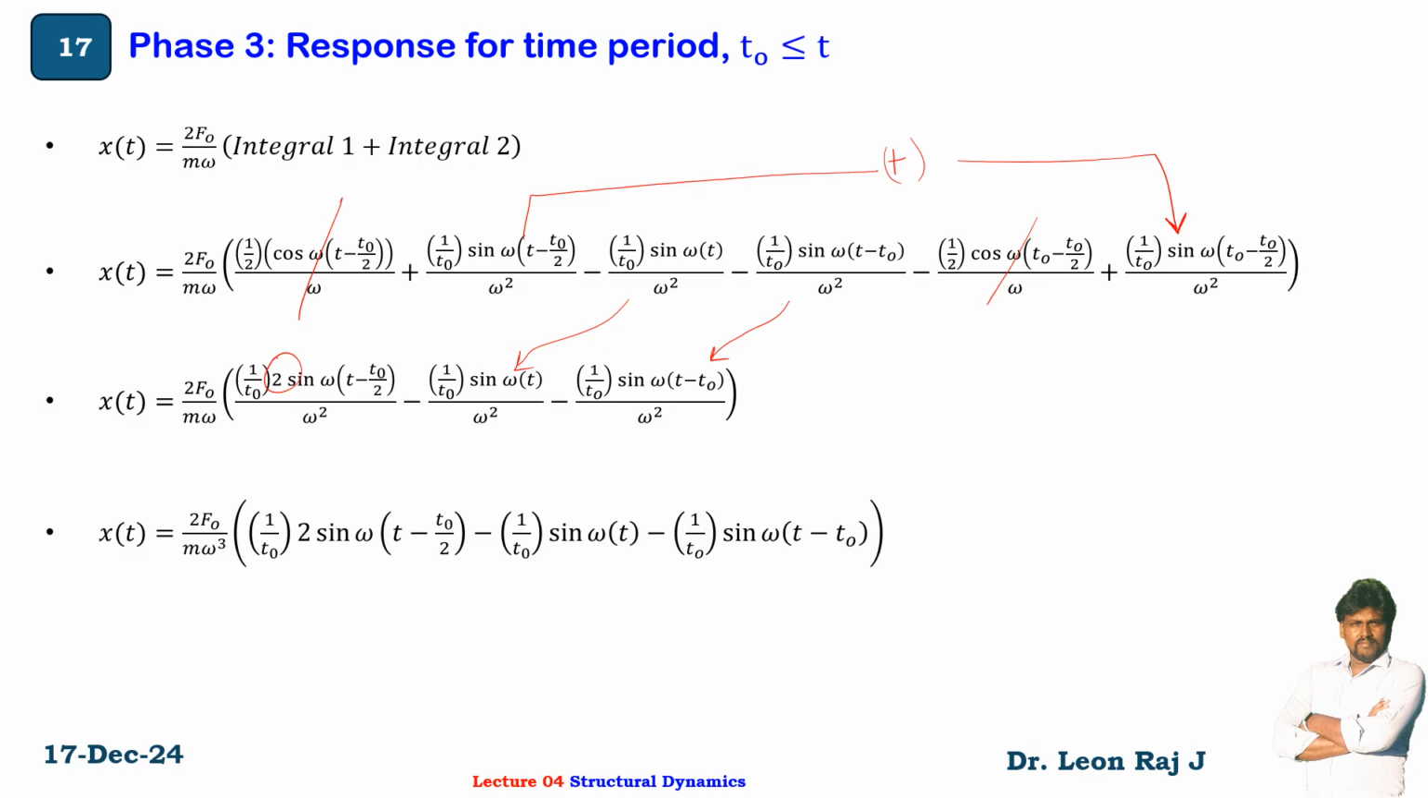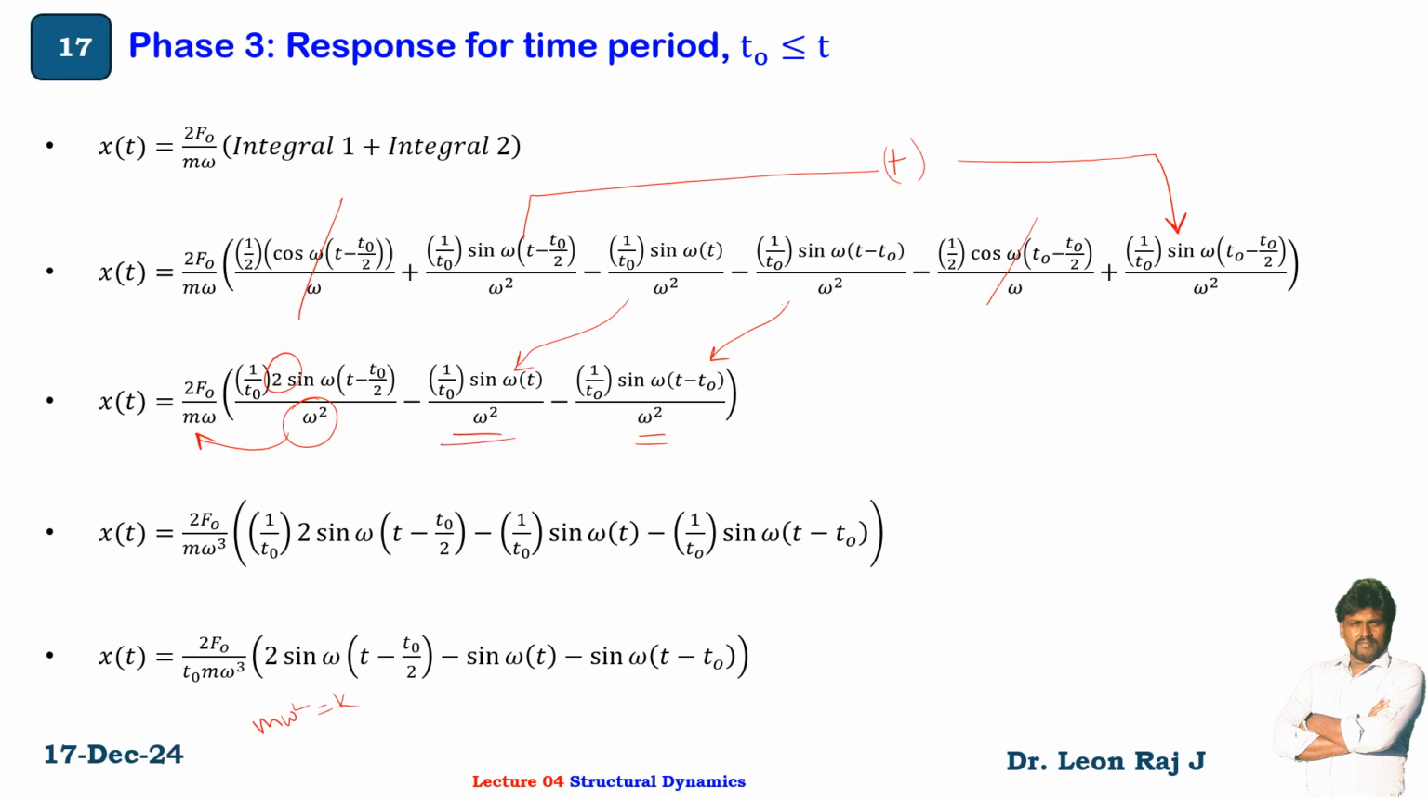So you get x of t equal to 2 f0 divided by m omega. So just you take this omega square, whole omega square out here. So you will get 2 f0 divided by m omega cube into 1 by t0, 2 into sine omega t minus t0 by 2 minus 1 by t0 sine omega t plus 1 by t0 sine omega t minus t0. So you know m omega square equal to k. So it is further simplified as, all the t0 is taken outside.